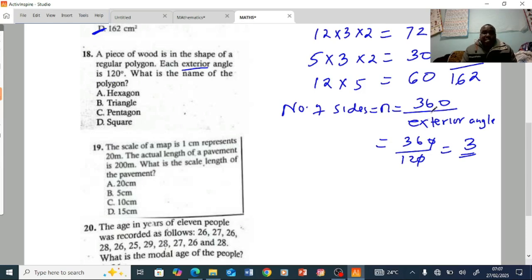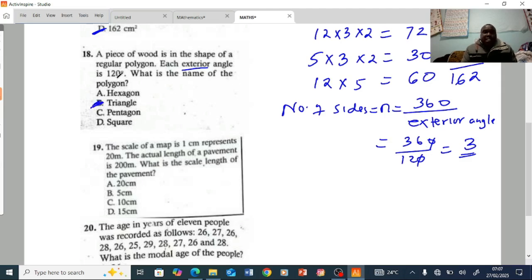The number of sides is 360 divided by the exterior angle. Because we have been given the exterior angle is 120. Maybe they gave this exterior angle to be very big. So for this one, we will have 3. So 3 is a triangle.